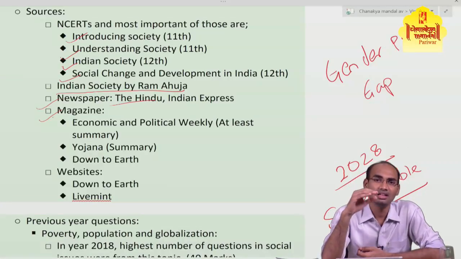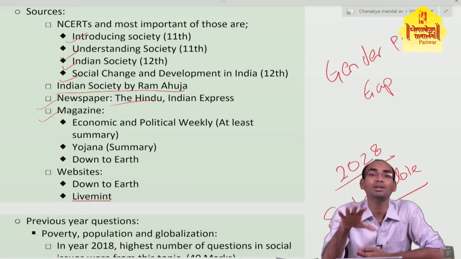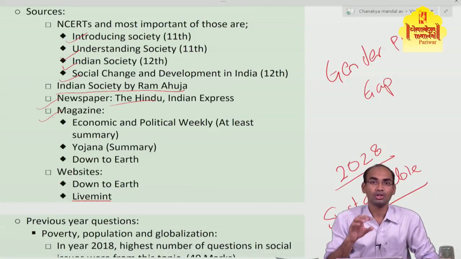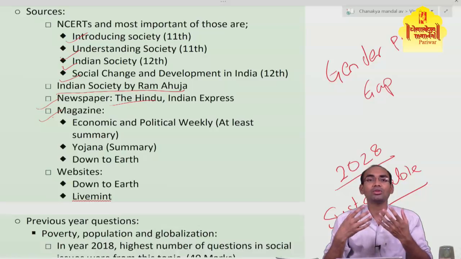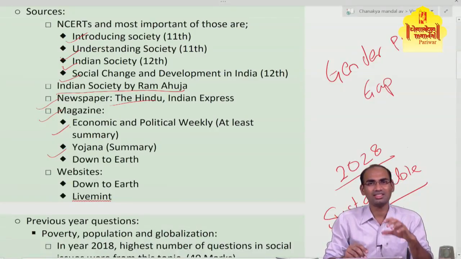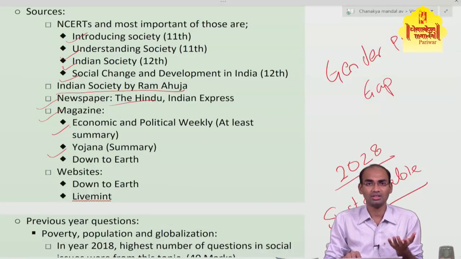So let's go for some sources which can give us a summary of that magazine, or which can at least tell us the topics in that particular issue, so that you can read about those topics somewhere else and improve your cost benefit ratio. Then Yojana magazine, also go for the summary. Yojana has many topics, and it is quite difficult to cover all of them, so we better read the summary.